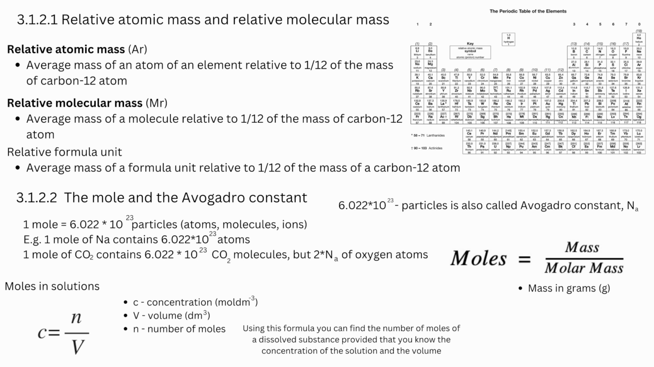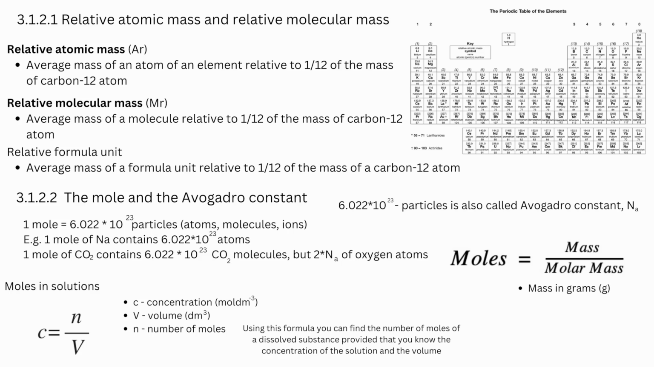The first one is relative atomic mass, often labeled Ar. Relative atomic mass is the average mass of an atom of an element relative to 1/12 of the mass of a carbon-12 atom. I am saying average mass because relative atomic mass takes into account the isotopes of the elements, including their masses and abundances. You can see on the right side of the screen a copy of the periodic table that will be given to you on the exam. You can see that every element has a relative atomic mass which is given to one decimal place.